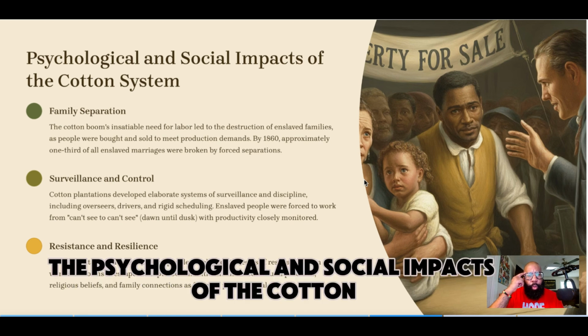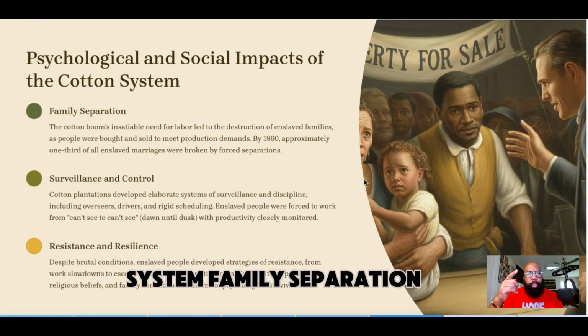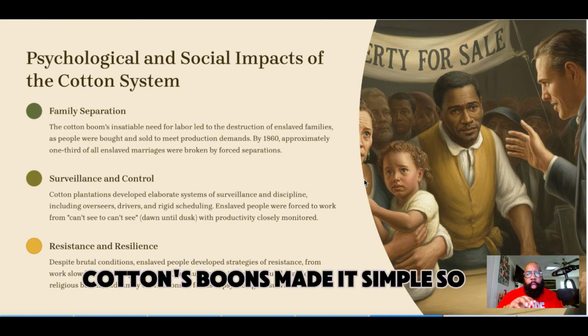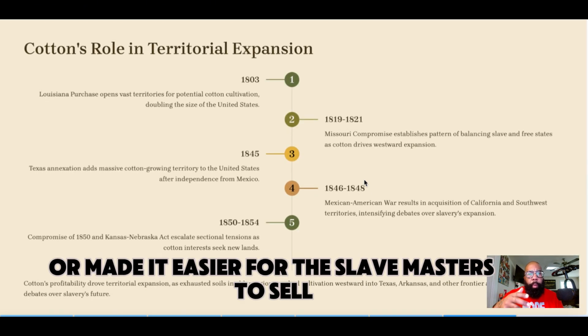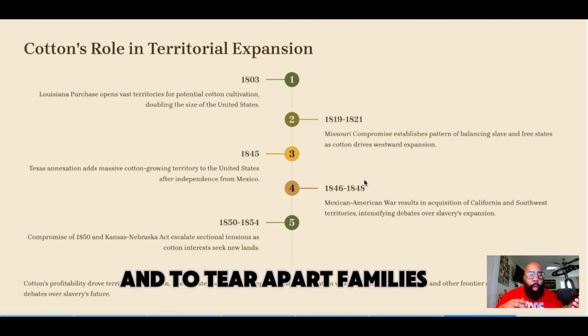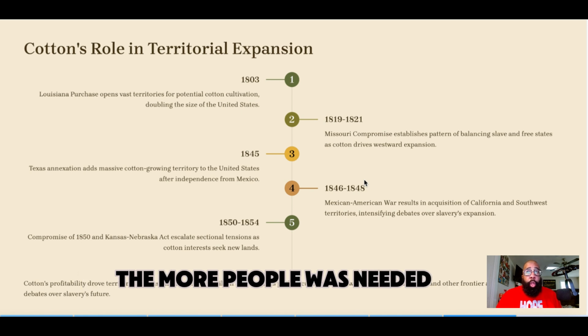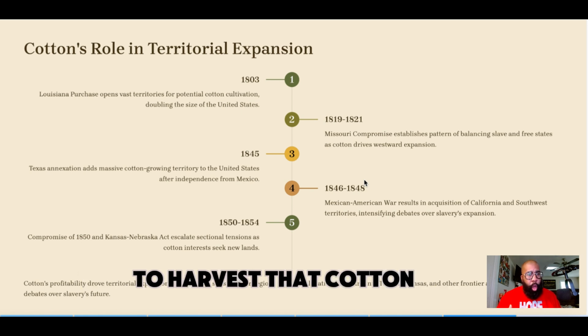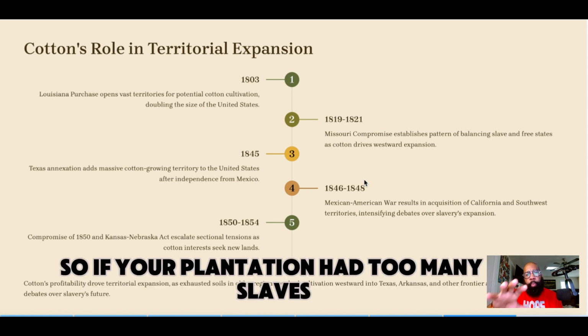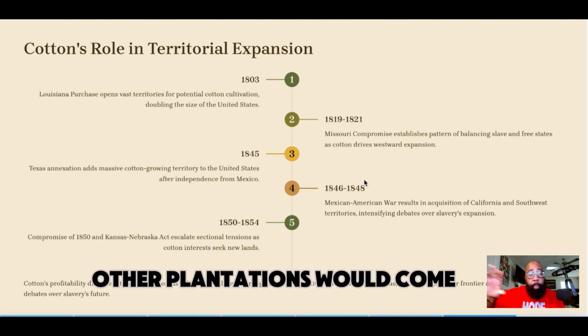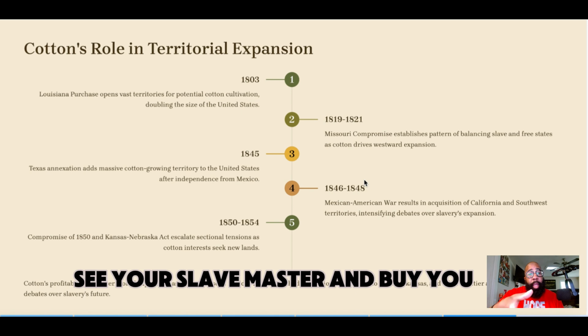The psychological and social impacts of the cotton system. Family separation. Cotton's boom made it easier for the slave masters to sell and tear apart families. The more cotton that was grown, the more people were needed to harvest that cotton. So if your plantation had too many slaves, other plantations would come see a slave master and buy you.